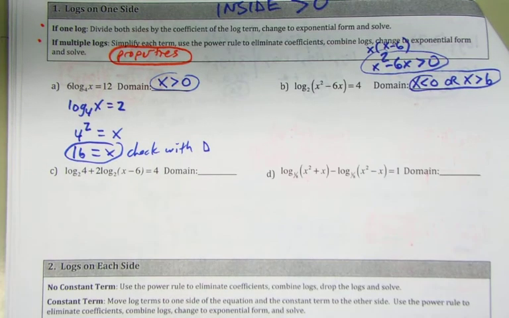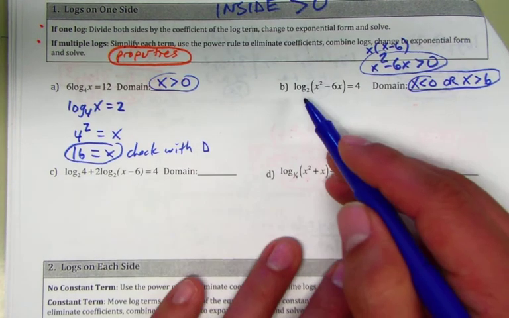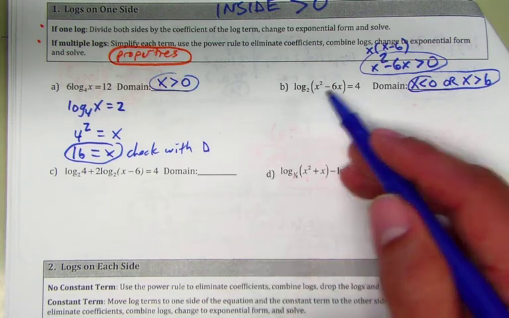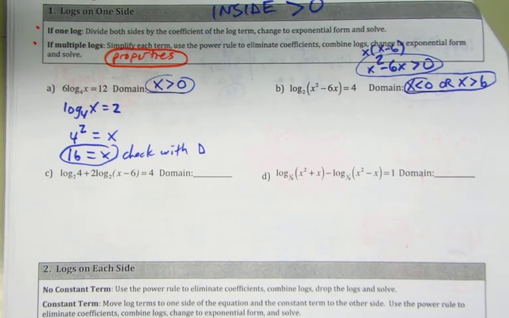Any other clarifications or? Okay. What can we do here then? We already did it. Oh, we did the domain, but now let's actually solve. So how do I solve?